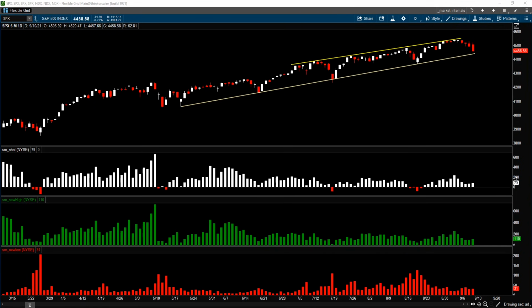Although we saw the S&P 500 down 4 consecutive days last week, the new highs are still over the new lows. So we're still seeing 110 new 52-week highs on Friday and only 31 new 52-week lows. So the new highs outnumbered the new lows by 79. As you can see, even on the entire week, it was positive. There were more new 52-week highs than 52-week lows. Although the number is not that great, it's below 100, it is still positive.